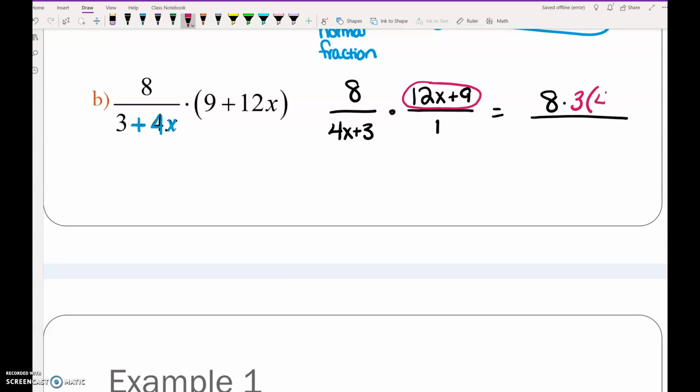12x divided by 3 is 4x. 9 divided by 3 is 3. This 4x plus 3 just becomes a 4x plus 3 on the bottom. And technically we have a times 1 down there, but do we really need the 1? Not really. All right, what cancels? 4x plus 3. What's left? 8 times 3 is 24. 24 over 1, or just 24.